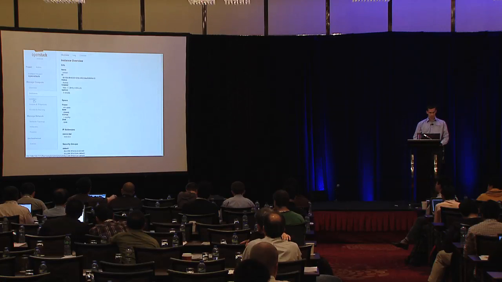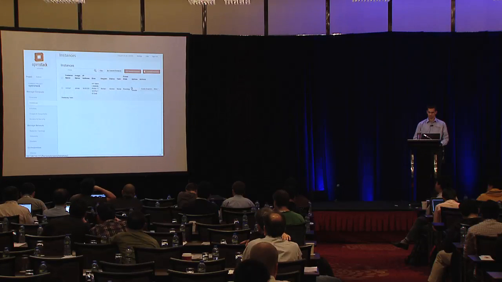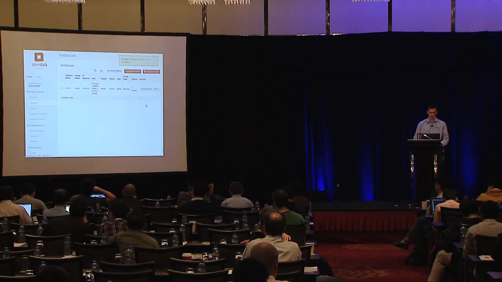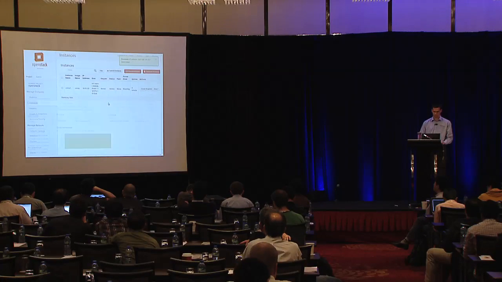And what we can do to this instance now is quickly associate a floating IP from the external network. We can allocate that. We're going to associate that with our Cirros box.